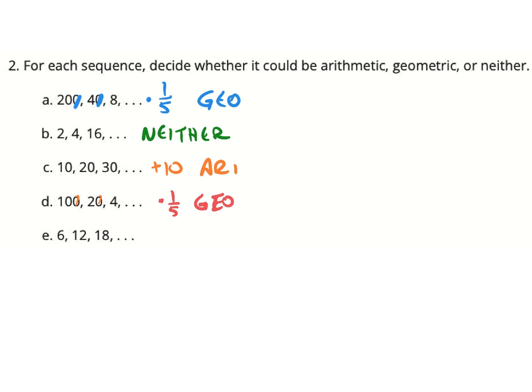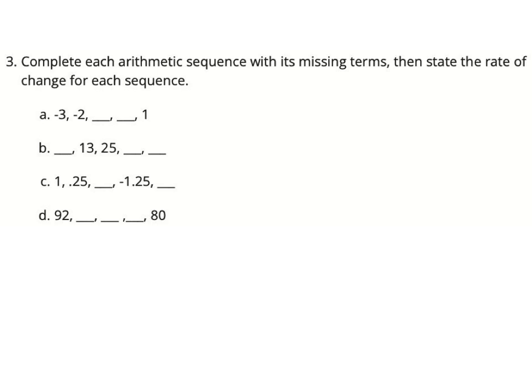And then 6 plus 6 is 12, plus 6 is 18. Okay, so this is arithmetic. So what you want to do is try to add or subtract first, then go ahead and try to multiply and divide. Okay, complete each arithmetic sequence with the missing terms, then state a rate of change.